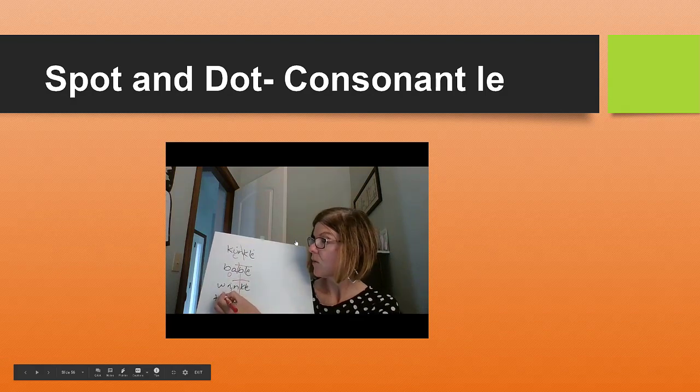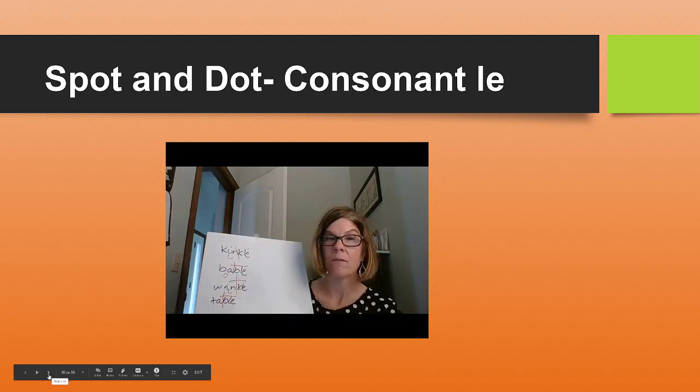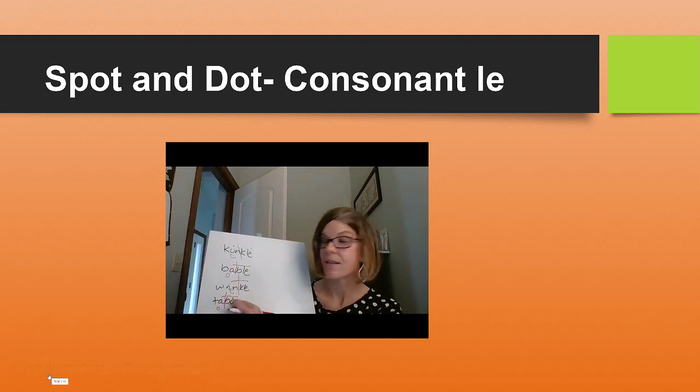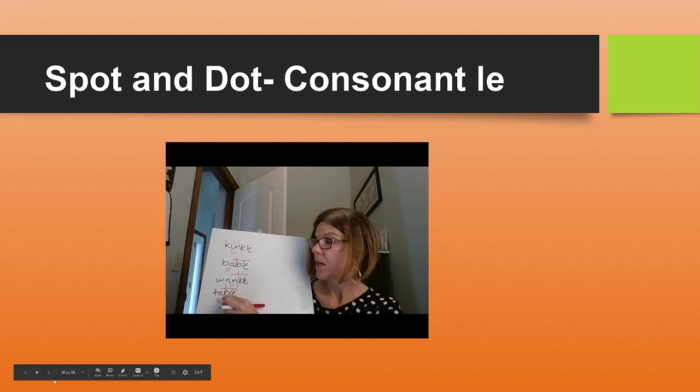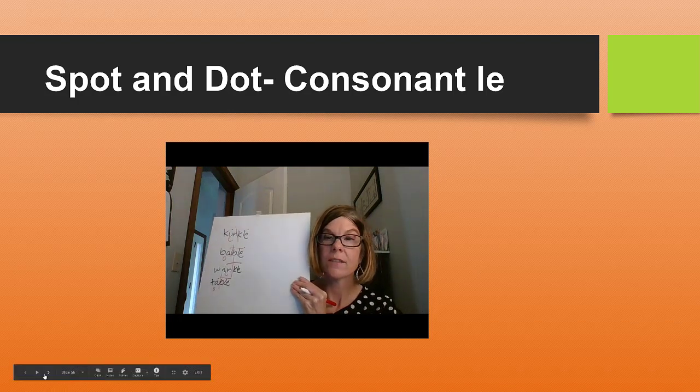So down here, I'm going to spot and dot my A and my E, draw a line, and just like the one above, I'm going to put my line right here. So I'm going to see an open syllable, tay, and then bull. So this two-syllable word would be table. And that's how you spot and dot consonant LE words.